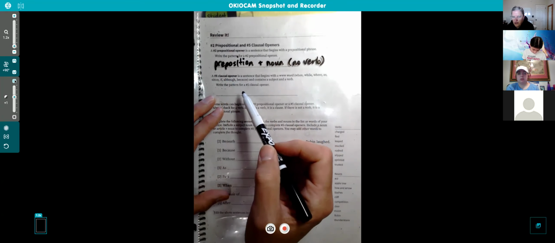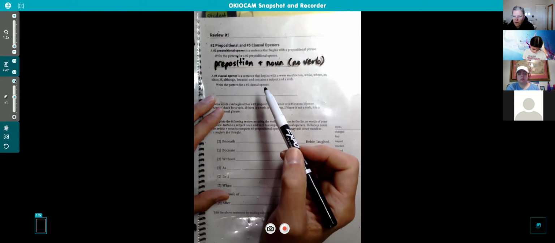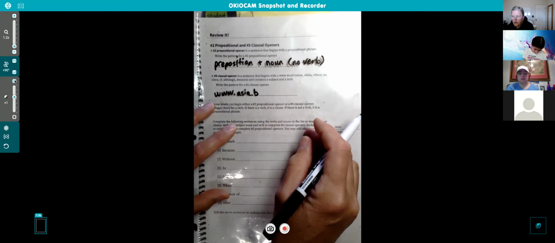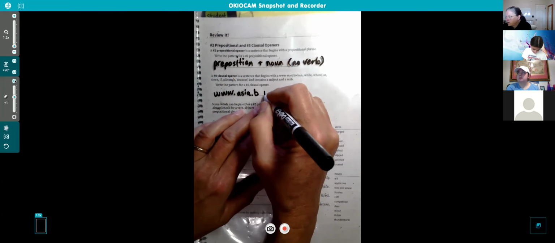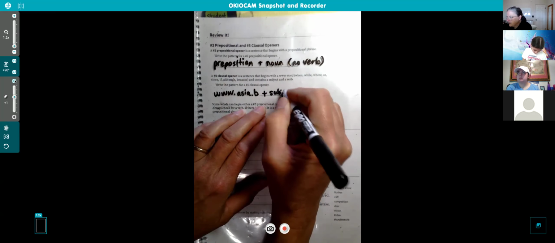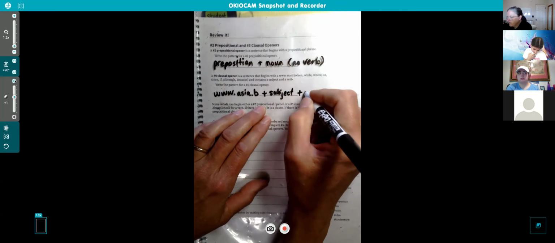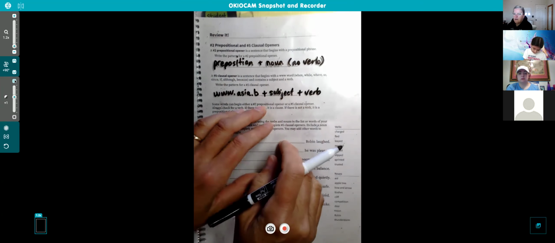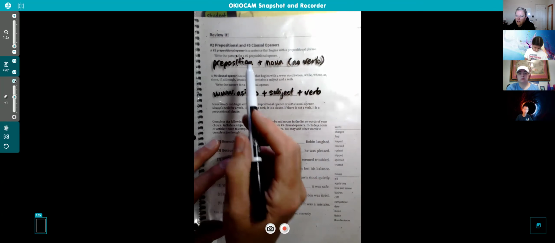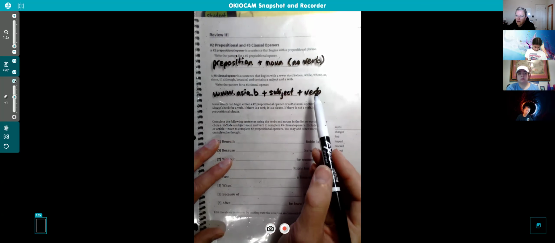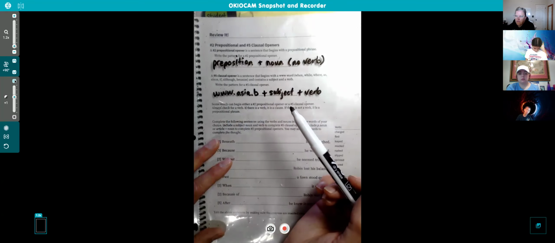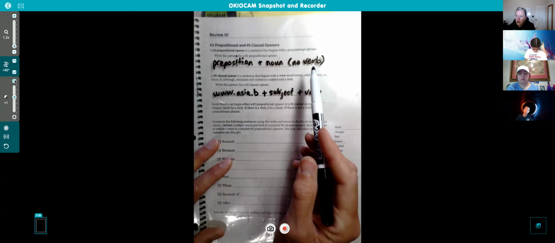So we're going to write the pattern for a number 5 clausal. That one does start with one of those WWW.ASIA.B words. And it has plus subject plus verb. That's the main difference here between these two openers. This one has a verb, this one does not. So the prepositional opener does not have a verb.